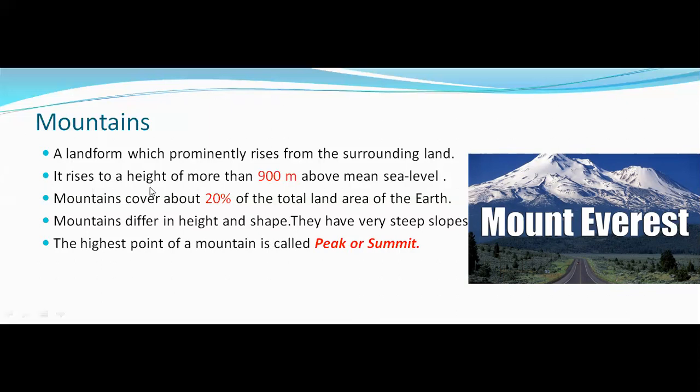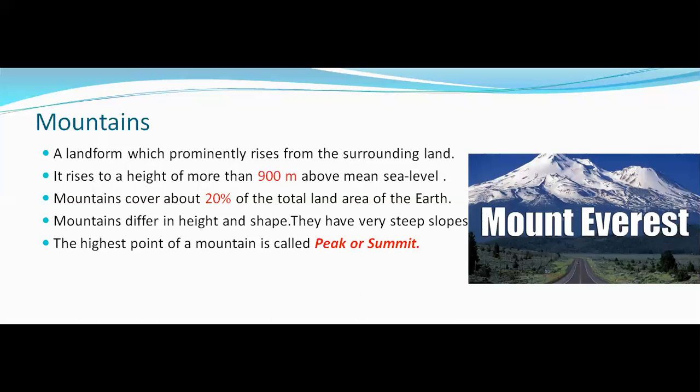How many meters, children? 900 meters and above. So the raised landform should be above 900 meters. To what? To the mean sea level. Mean sea level is nothing but the average sea level.